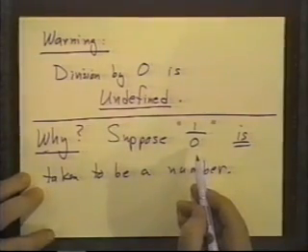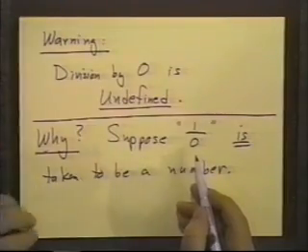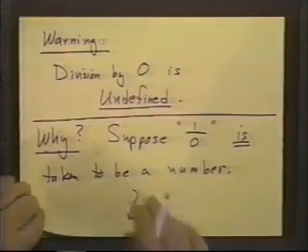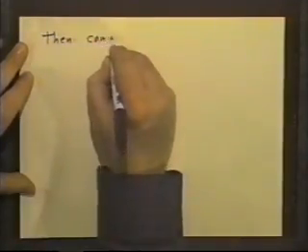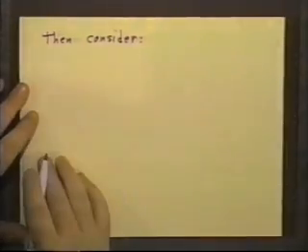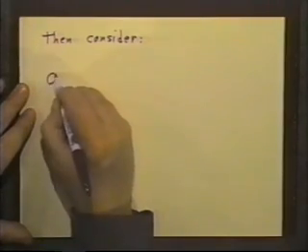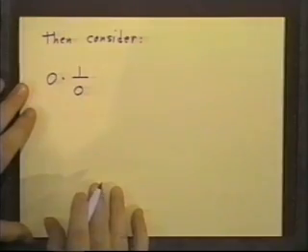Well, if 1 over 0 is taken to be a number, it must share all the properties that the other numbers we've seen satisfy. That is going to lead us to a problem. Watch. Then, consider the following situation. And this is just one of many possible situations I could describe. Consider the following. 0 times this new purported number 1 over 0.